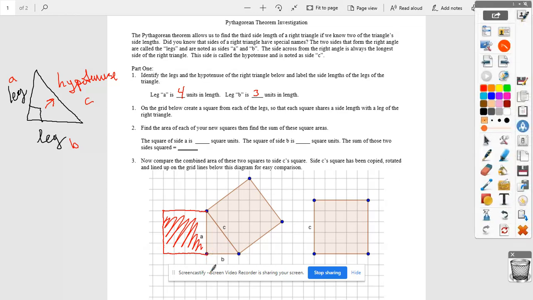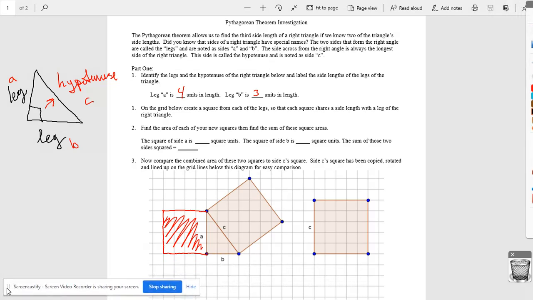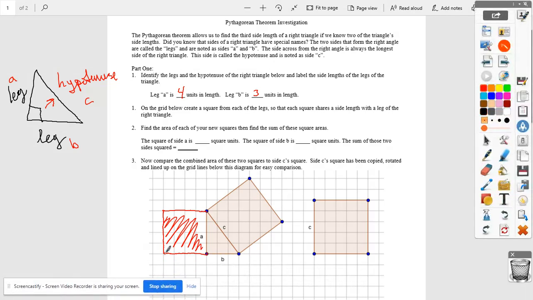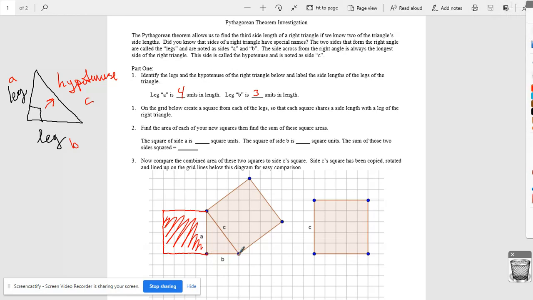And we're going to do the same exact thing here with B. So on B, we got 1, 2, 3. So each side length is going to be 3. 1, 2, 3. And there is our square coming off of B, just like we have the square coming off of C.